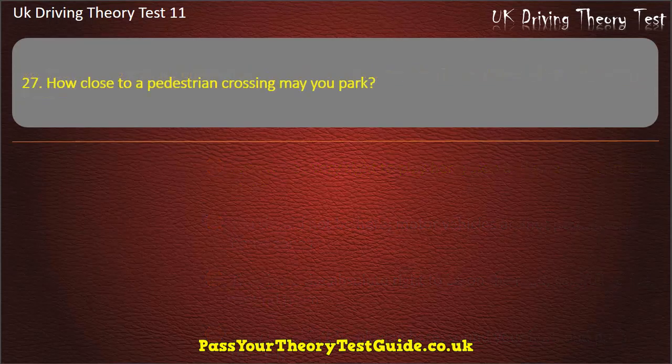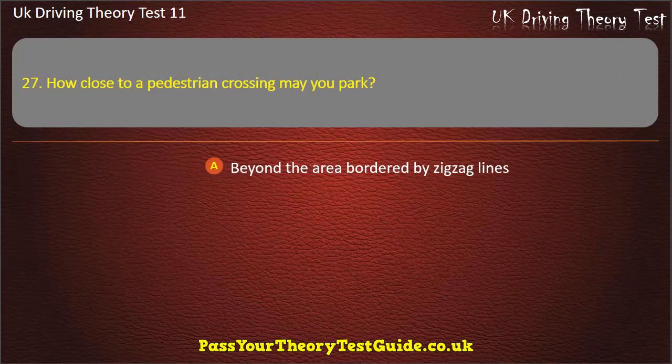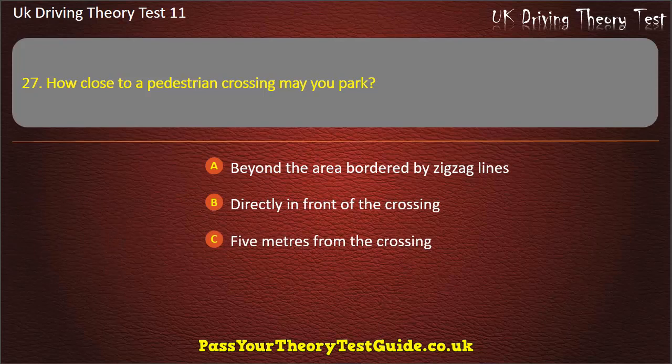Question 27. How close to a pedestrian crossing may you park? Beyond the area bordered by zigzag lines. Directly in front of the crossing. 5 meters from the crossing. 10 meters from the crossing. Answer. Beyond the area bordered by zigzag lines.